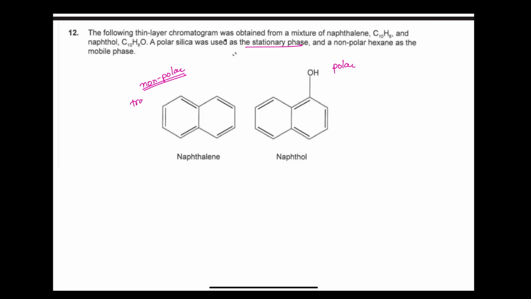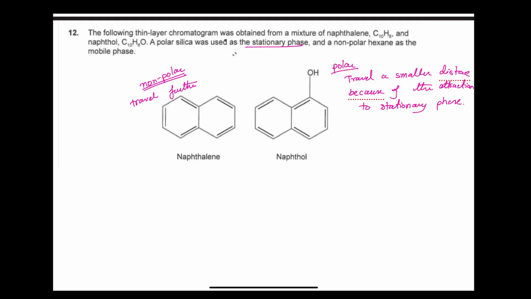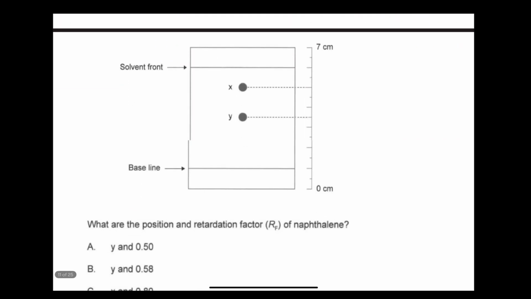So naphthalene will travel further, and naphthol will travel a smaller distance because of the attraction to the stationary phase. Now, if I check the chromatogram, X is on top, so X should be our naphthalene.